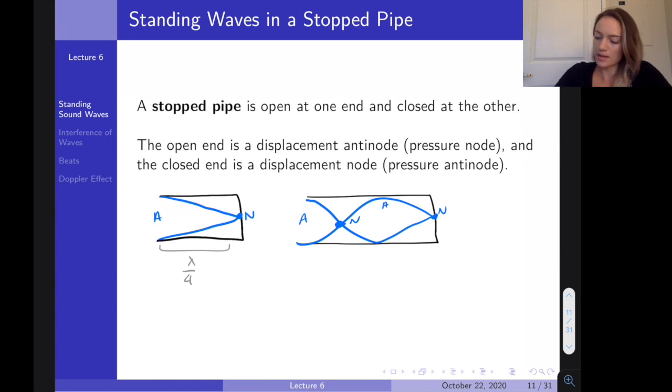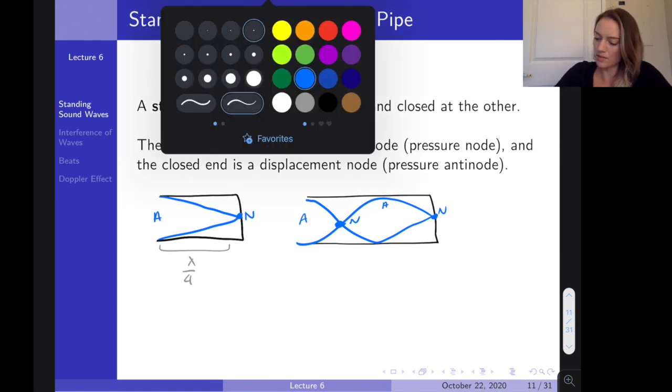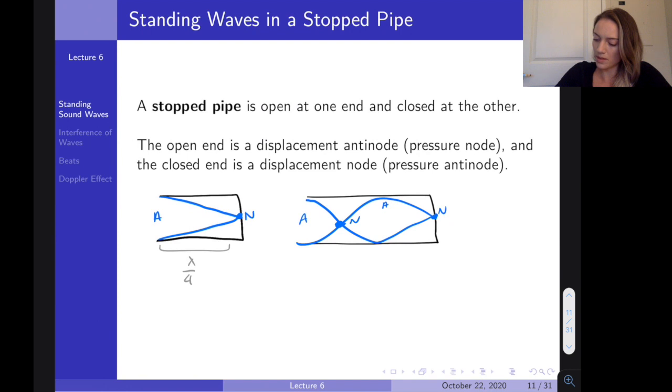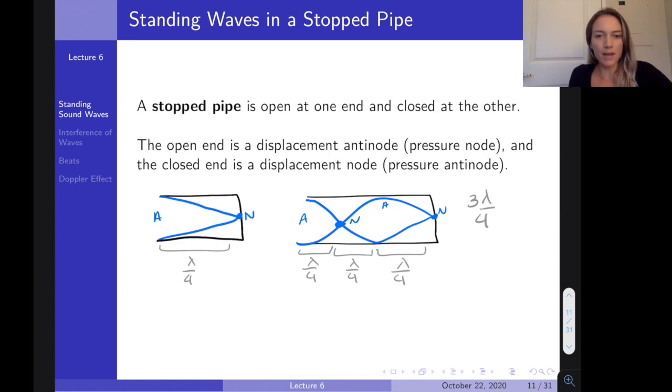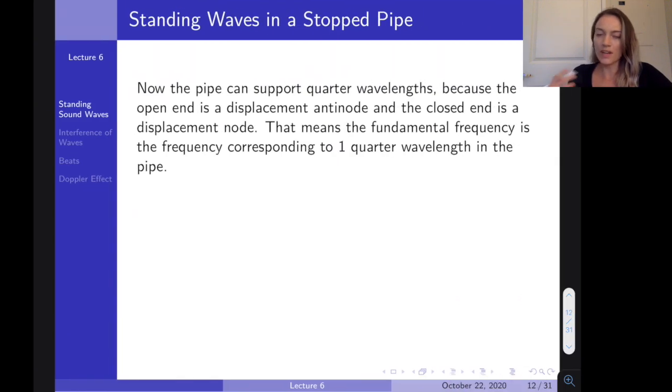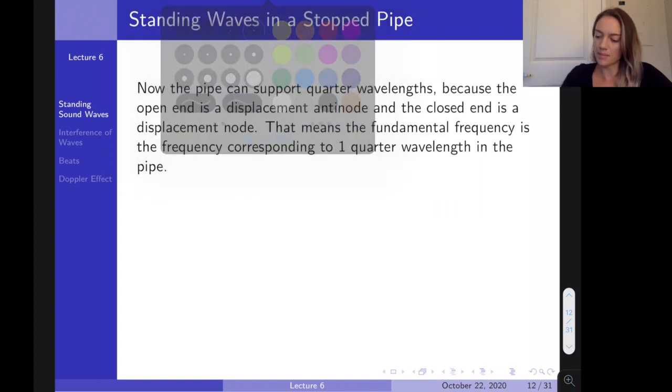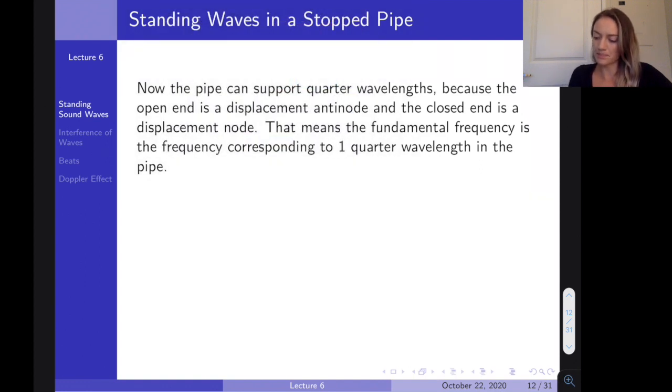Now I can see that this is a quarter wavelength here, then this is another quarter wavelength, and this is another quarter wavelength. So I have 3 quarter wavelengths. I can see now that a pipe with a closed end can support quarter wavelengths and integer multiples of quarter wavelengths. So let's find the fundamental frequency of our closed pipe.